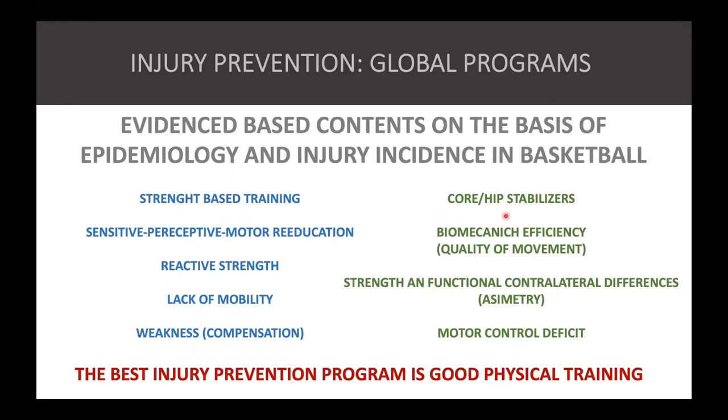Also biomechanical efficiency, quality of movement in general and the specific movements for the sport. Strength and functional contralateral difference: asymmetry is very important and has a very good correlation with the risk of injury when this asymmetry is larger than 10% between lower limbs. And motor control deficit. So if we look at the global programs, we could say that the best injury prevention program is good physical training. So this is a fundamental part of these programs, and it is our job.